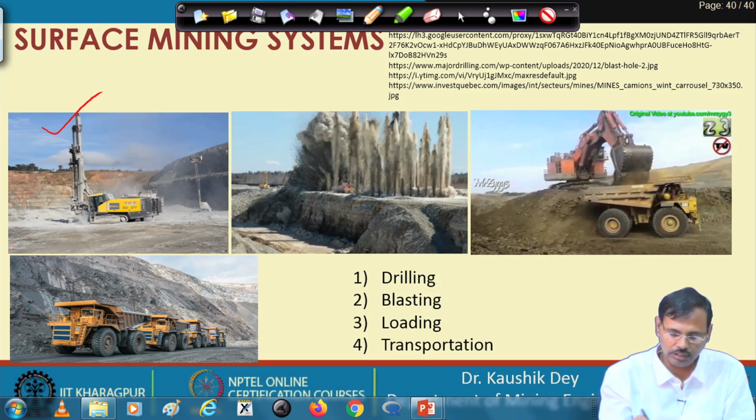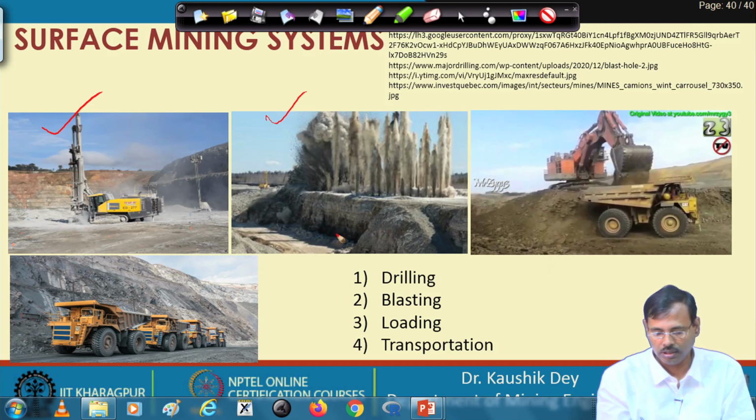So, this is the blasting carried out. In blasting, you are fragmenting the rock. The rocks are fragmented into a smaller size. So, here the rocks are fragmented into a smaller size. So, after blasting, smaller size fragmented rocks are piled at this position.